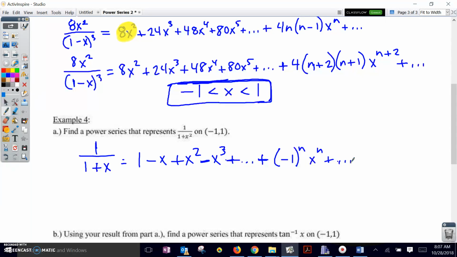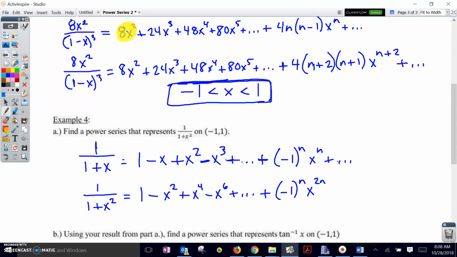And so to get the series for 1 over the quantity 1 plus x squared, all I'm going to do is substitute an x squared in here everywhere. So my series for 1 over 1 plus x squared is 1 minus x squared plus x to the fourth minus x to the sixth, etc., etc., and the general term is -1 to the n, x to the 2n. So there's my series for 1 over the quantity 1 plus x squared.